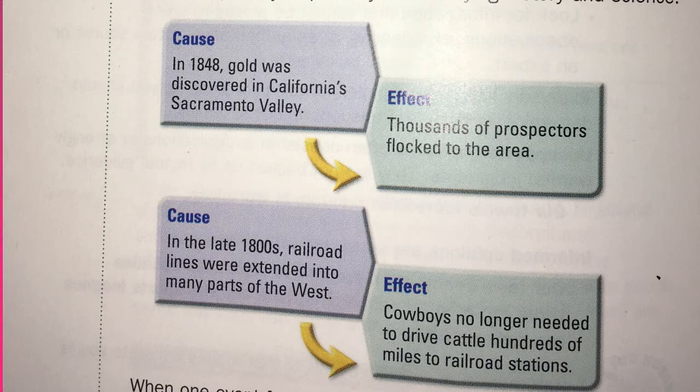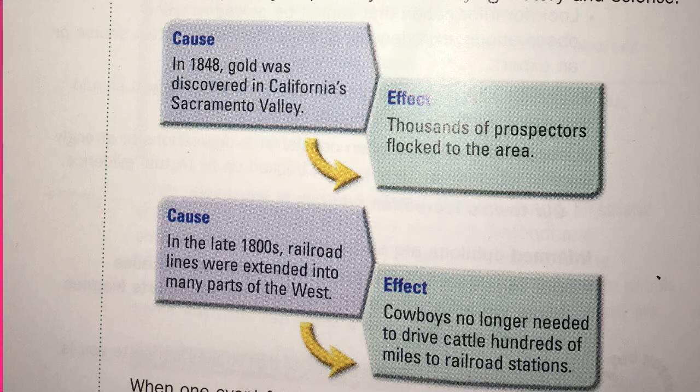Next, in the late 1800s, railroad lines were extended into many parts of the West. That is the cause. The effect is cowboys no longer needed to drive cattle hundreds of miles to railroad stations. So if railroad lines had not been extended to many parts of the West, cowboys would still have to drive their cattle hundreds of miles in order to find the railroad stations. But because it was eventually extended all across the country as the Transcontinental Railroad, they no longer had to drive their cattle so far north just to reach the railroad stations.